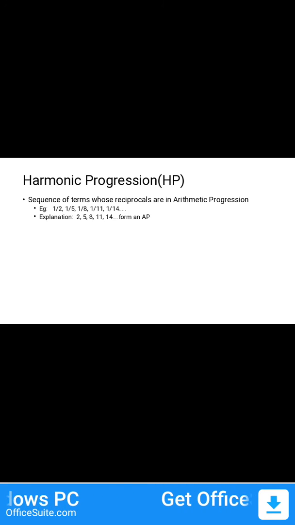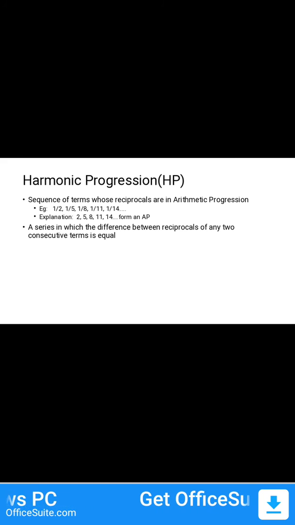1 by 2 becomes 2, 1 by 5 becomes 5, 1 by 8 becomes 8, 1 by 11 becomes 11, and so on. And now 2, 5, 8, 11 and 14, the reciprocals of all the terms, form an arithmetic progression, and that is why we can conclude that the original sequence 1 by 2, 1 by 5, 1 by 8, 1 by 11 and 1 by 14 was basically a harmonic progression. So harmonic progression is a series in which the difference between reciprocals of any two consecutive terms is equal.